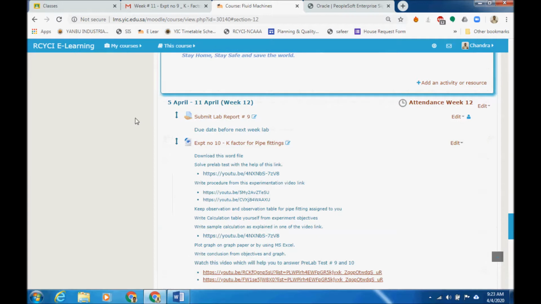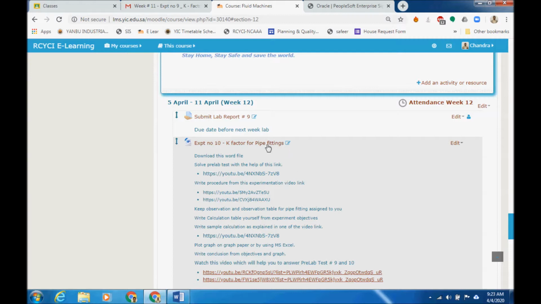Yes. So in 12th week, before the lab, submit lab report 9. The due date is this week. Now we are going to do experiment number 10. Experiment number 10 is K factor for pipe fitting.